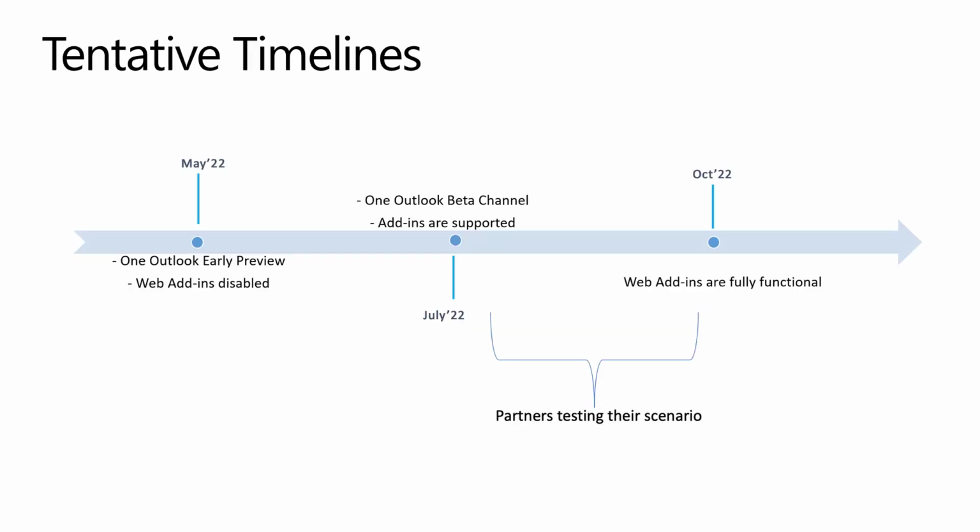Looking at the timelines for how we are going to go through this, we are here right now where One Outlook is in early preview and web add-ins are disabled. By July 2022, we expect One Outlook to reach the beta channel, where add-ins will be supported with most of the core functionalities available. We want to take the time between July and October to do full and thorough testing for all the partners where they can test out their scenarios with the existing add-ins. In an ideal scenario, they should work as expected, but we would still want to do that before One Outlook goes live fully in October 2022, where web add-ins are fully functional.